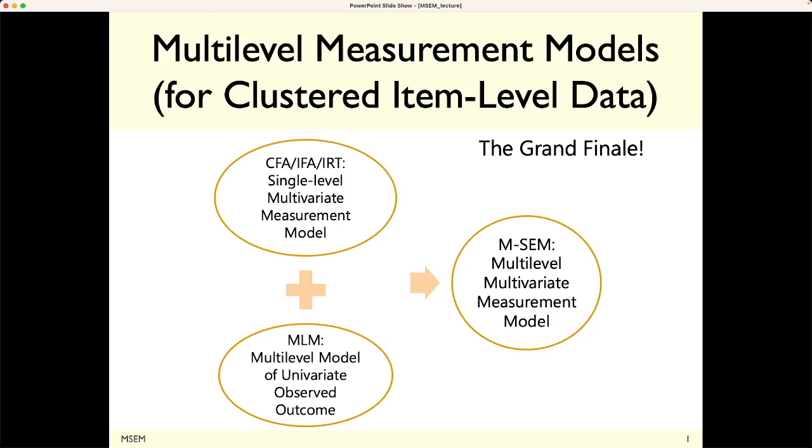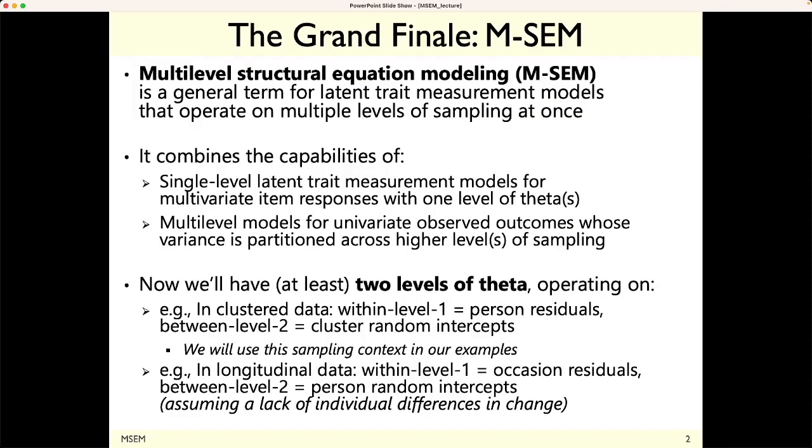So, ta-da. It combines these 2 worlds, and the idea here is that we will have 2 different levels of our latent variables, of theta, 1 or more thetas in here. In the context we're talking about here, we have clustered data. Within level 1 is the person residuals for each item, so the part of the item response that would be student to student variation. And then between level 2 would be the cluster random intercepts.